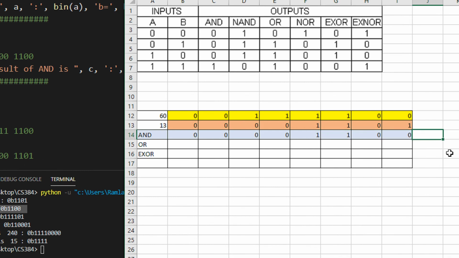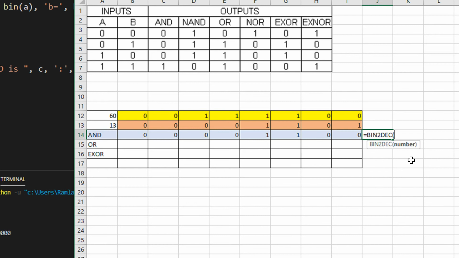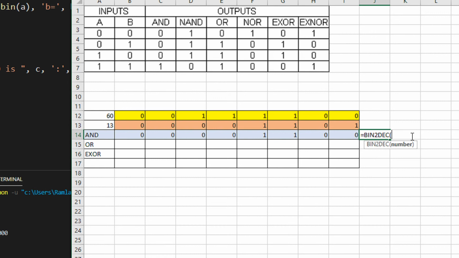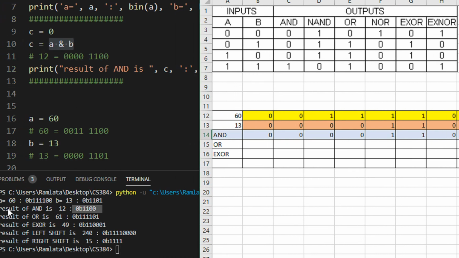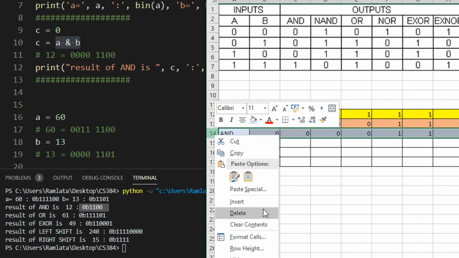If you want to verify in Excel, I will do a binary to decimal. Let me put in the entire number. If I read the number from left to right, 00001100, the output is 12, which is the same as this. The result of AND is 12. Let me just delete this line.